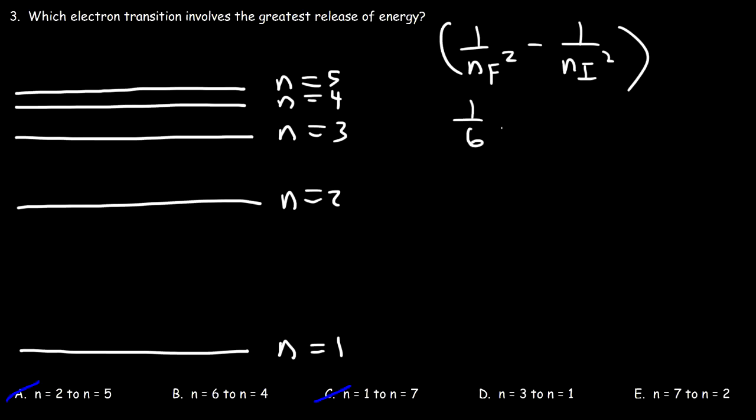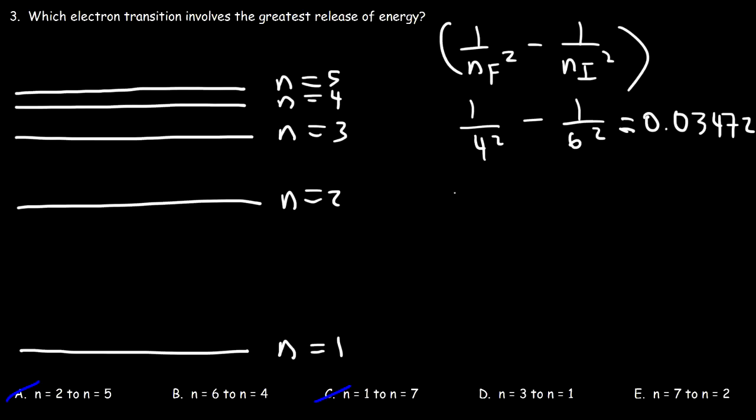So that's 1 over 6 squared. Actually, n final is 4. So it's 1 over 4 squared minus 1 over 6 squared. Go ahead and type that in your calculator and get the decimal value for it. So you should get 0.03472.